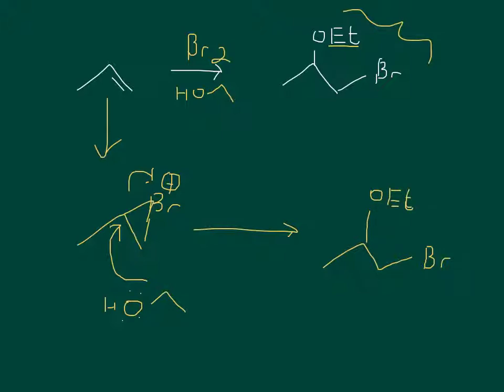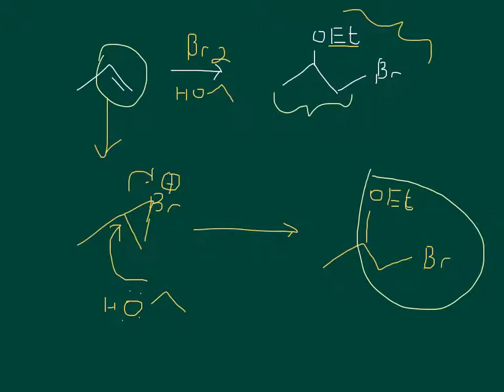So the main pattern to recognize here is that we had a halide and an ethoxy group one away from each other. And since we had the double bond to begin with in the product, and we had no real change in the number of carbons, we can go ahead and assume, okay, we're doing a halohydrin formation. So we'll move on to the next one.